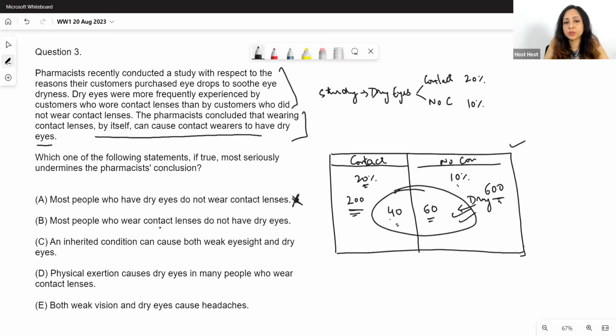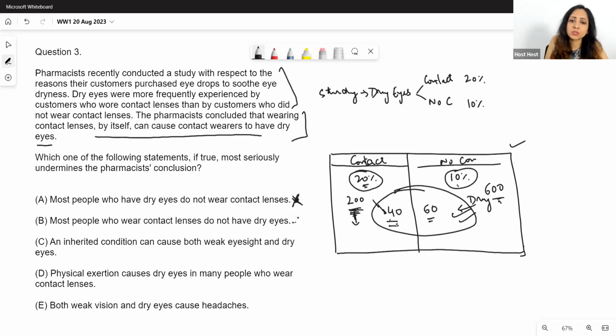What about B? Most people who wear contact lenses do not have dry eyes. Well, since there are 200 people who wear contact lenses and only 40 of them have dry eyes, this certainly is okay as well. I don't have to have more than 100 people over here who have dry eyes, right? My data says that 20% of the contact lens wearers have dry eyes, whereas here there are only 10%. That's certainly possible. 40 works with the data given to me.